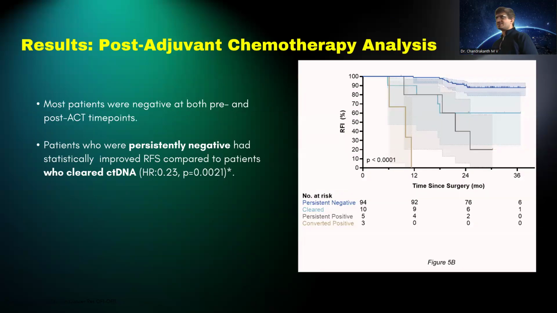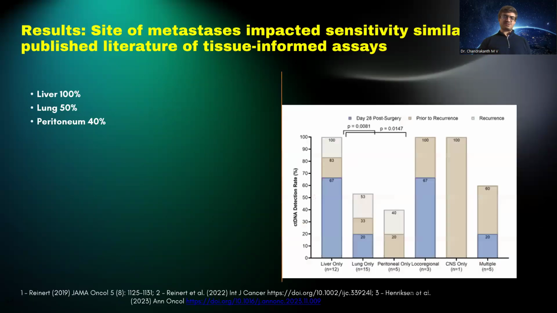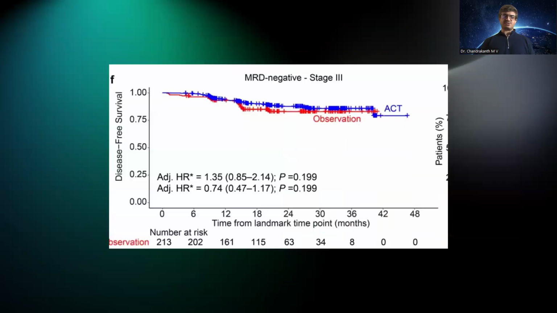This is the 4. The first one is ctDNA negative, continued to be negative. The second one is ctDNA positive, became negative. The third one is ctDNA positive, became negative, or negative became positive, and the last one is they continued to be positive. And if there is liver mets, there is 100% chance of ctDNA positivity. Lung 50%, and peritoneum doesn't shed much into the systemic circulation.